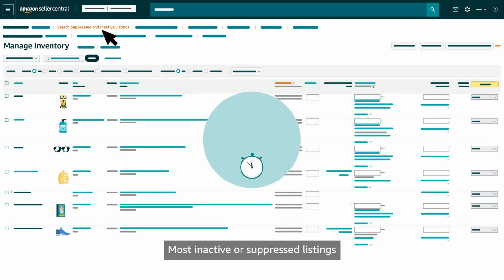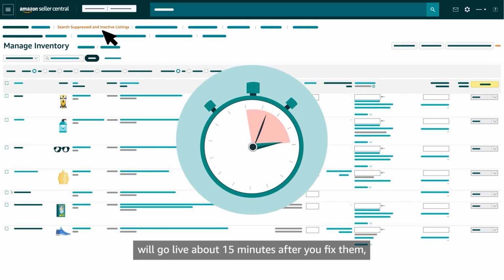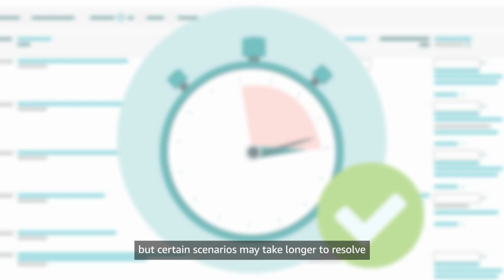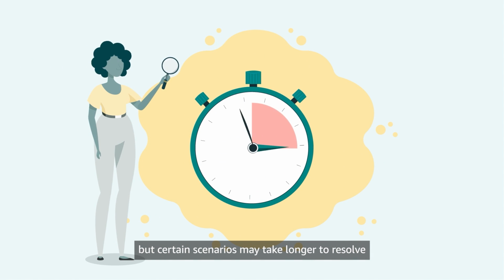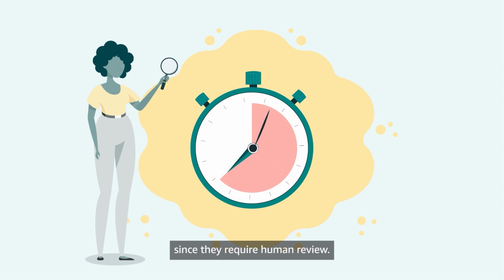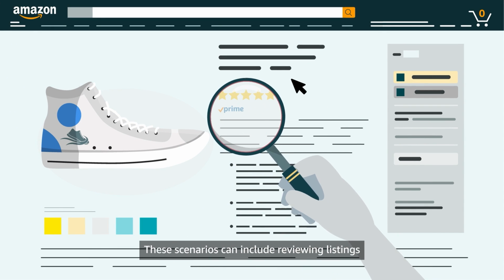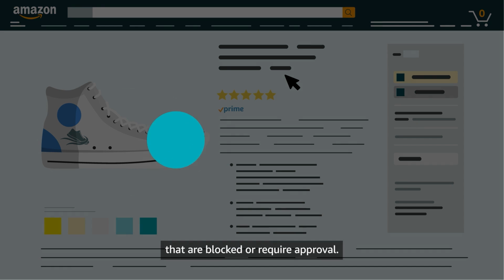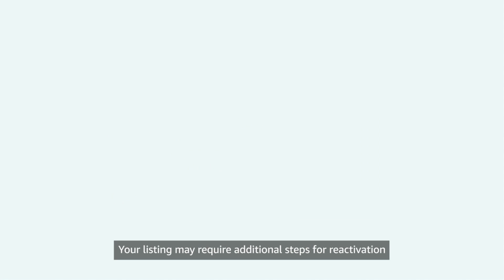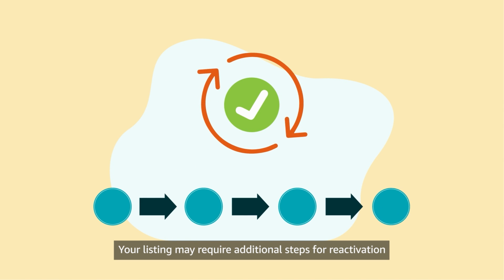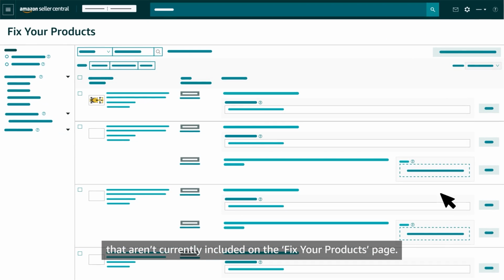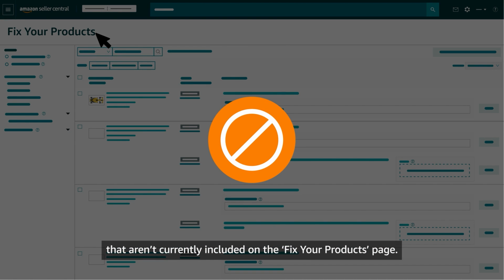Most inactive or suppressed listings will go live about 15 minutes after you fix them, but certain scenarios may take longer to resolve since they require human review. These scenarios can include reviewing listings that are blocked or require approval. Your listing may require additional steps for reactivation that aren't currently included on the Fix Your Products page.